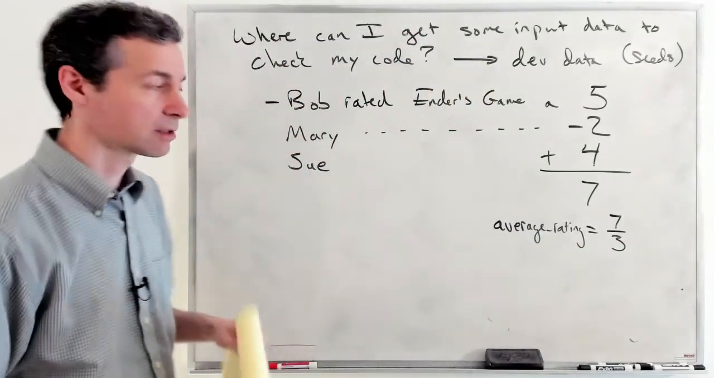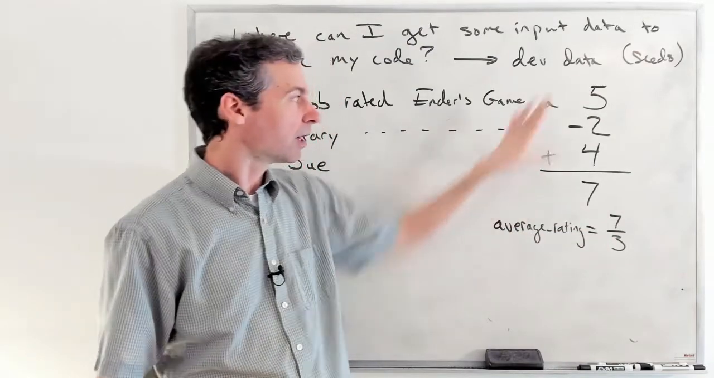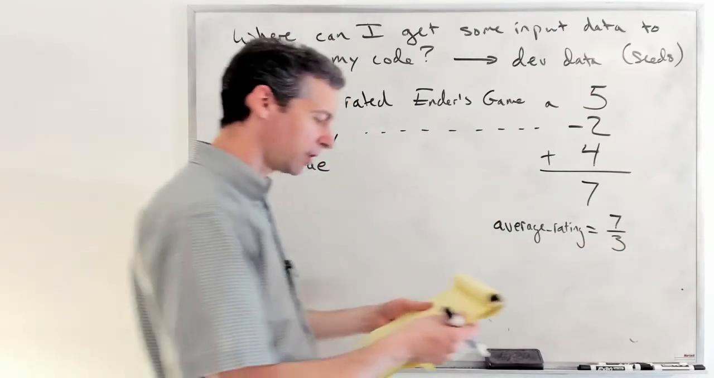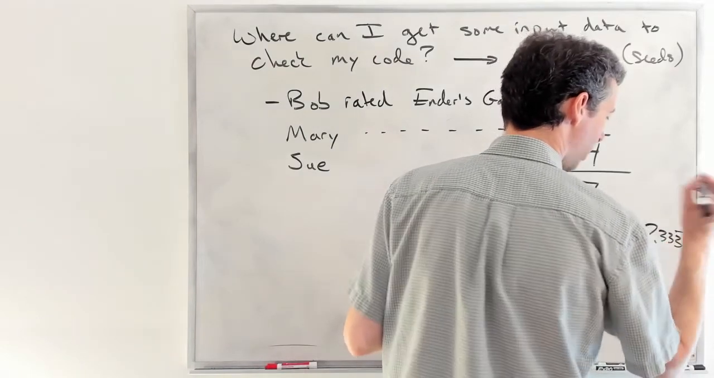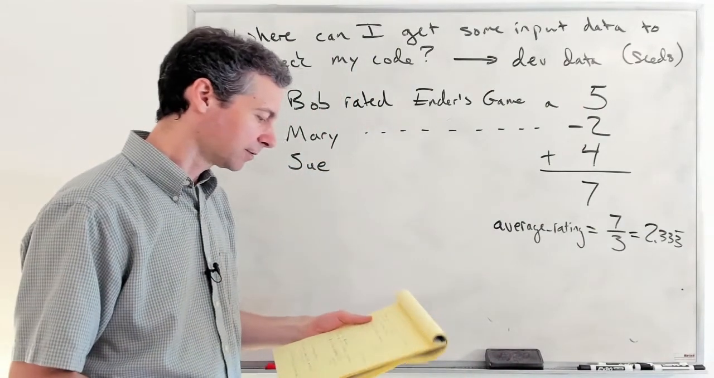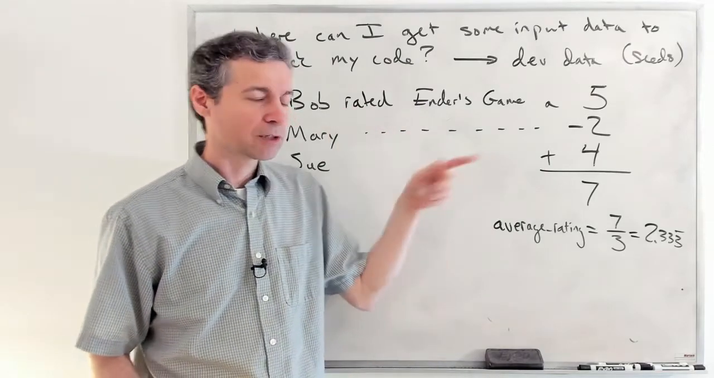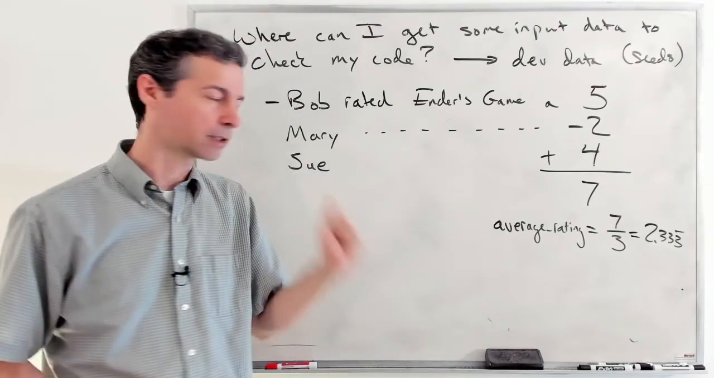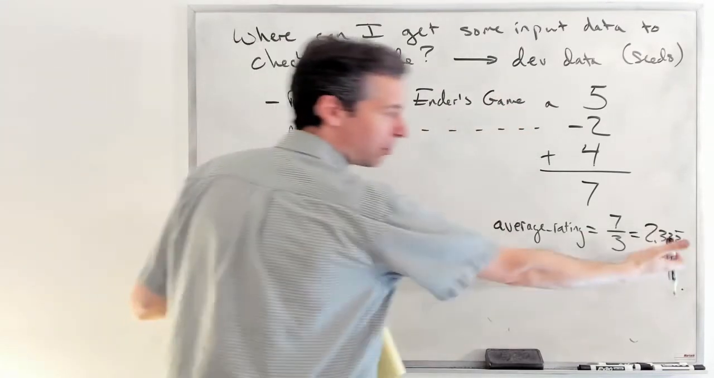And the great thing is, this is wonderful. I've got multiple ratings, and 7 is not evenly divisible by 3, so I'm going to get 2.333, actually repeating, but out to the precision of whatever the computer is. All right, great. So now I have a way of determining whether or not I've written at least this portion of the average rating code correctly, because I've figured out what my inputs should be and I know what my outputs should be.